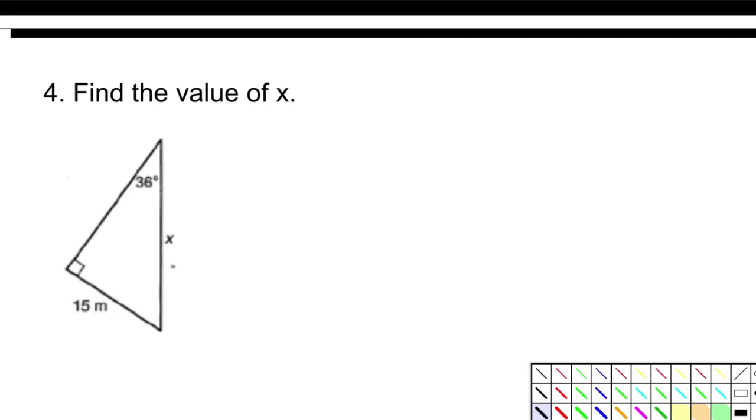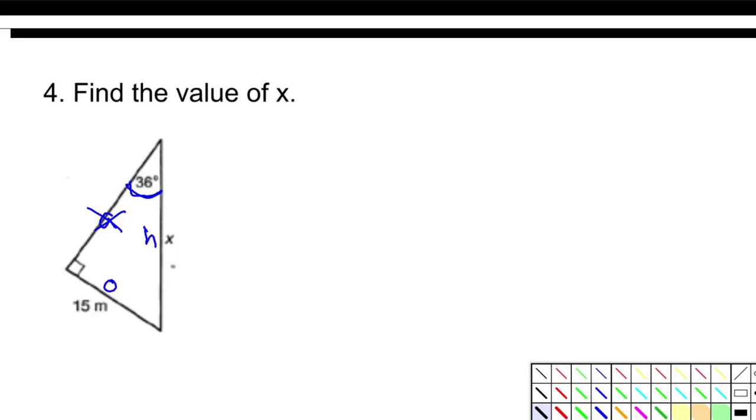All right, so find the values of x. Same type of problem. We have reference angles, we have sides. Here's my reference angle. If that's my reference angle, then this is my opposite piece, and this is my hypotenuse. This piece over here is my adjacent piece, but I don't need that one. I'm not looking for adjacent in this picture. I'm looking for the hypotenuse.